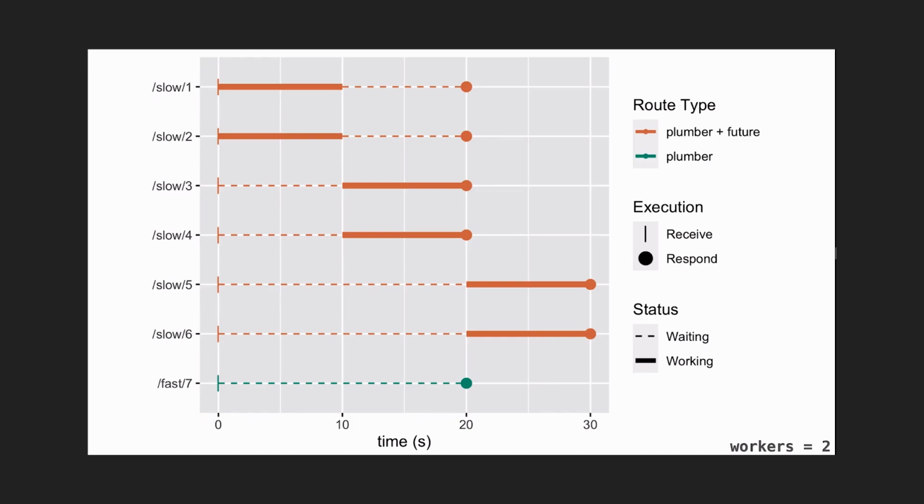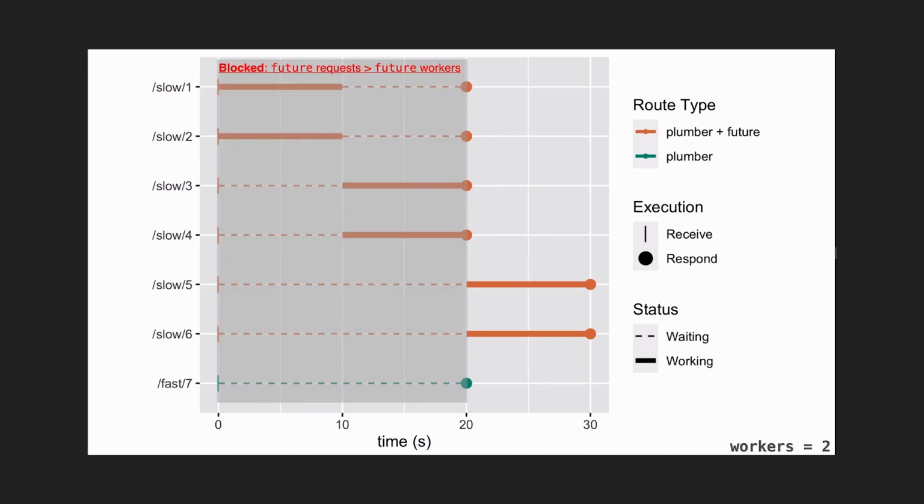To add in as well, this is the area where there were more future requests than future workers. This is also the area where the main R session is blocked. That is where things are unusable, even if you're only just handing them off or you're waiting. This gray area is bad, and we'd like to minimize it as much as possible.